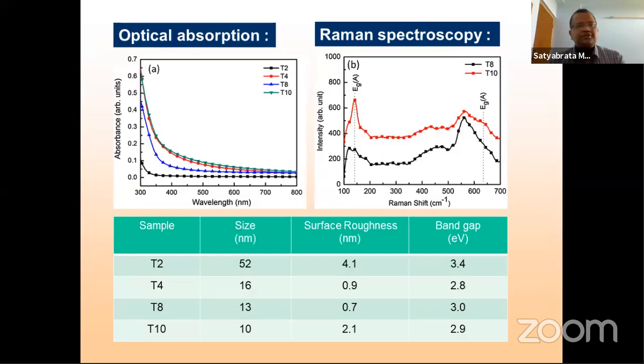Now, if you look at this optical absorption and Raman spectra, again, we accordingly find out from Raman that of course they are made up of TiO2, that's anatase TiO2. And we have synthesized different thicknesses. Now, TiO2 thin films of four different thicknesses: 20, 40, 80, and 100 nanometer.